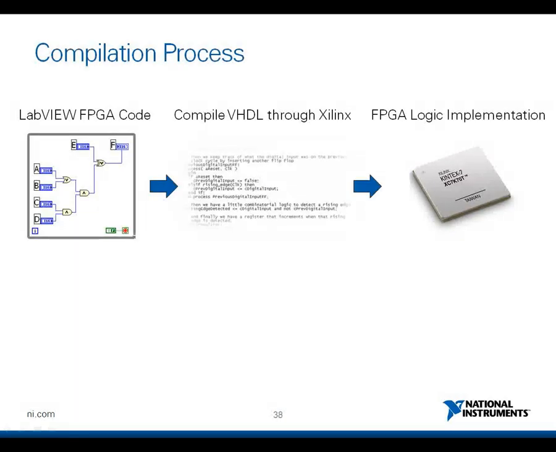As we showed earlier in the demo, the compilation starts when you click on the Run button, which indicates to run the program on your deployment target. It will first take your graphical LabVIEW FPGA code, and then use the Xilinx tool chain to compile that code into VHDL, which will then be converted into a bit file or circuit specifications that will be loaded to your FPGA device.